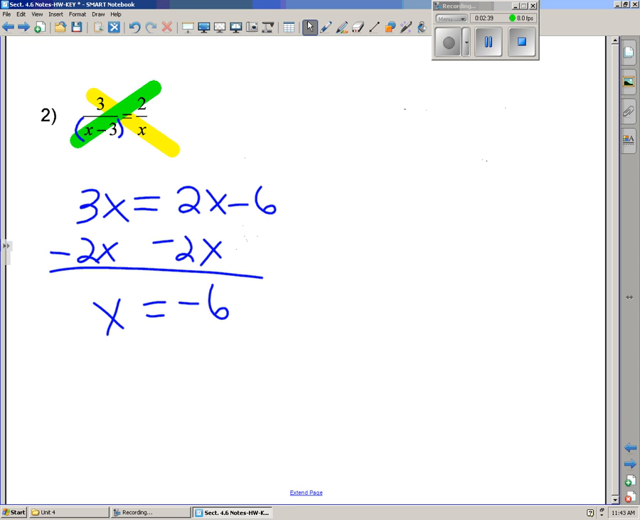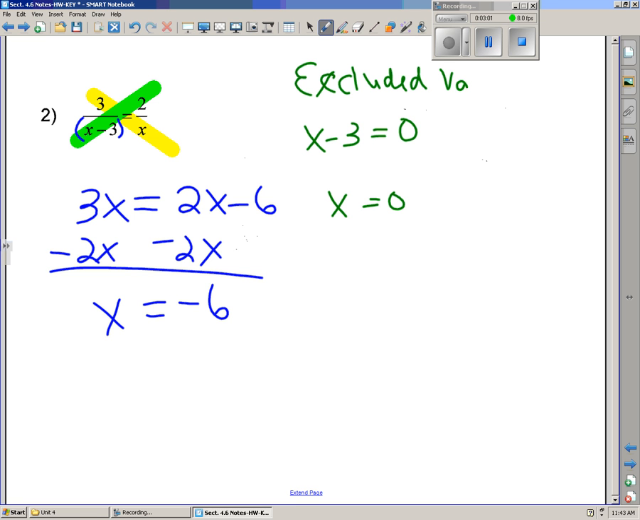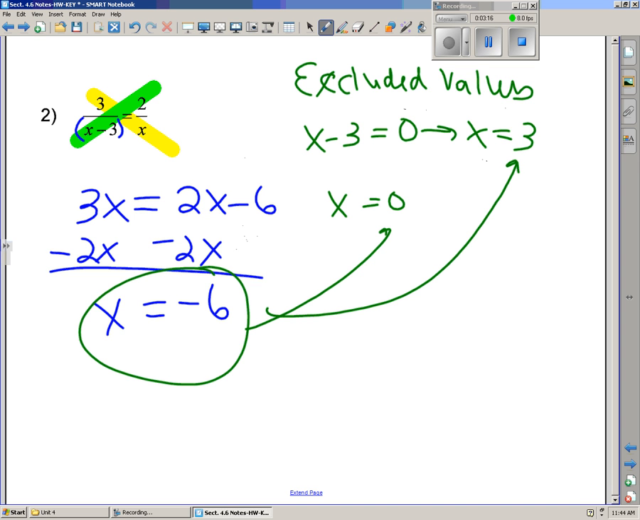Now you do have variables in the denominator. If I were to look at each denominator, the first being x minus 3 and the second being x, and I set both of those equal to 0, these would be considered my excluded values. This one ends up being x is equal to 3, and this one is just x is equal to 0. Notice that my solution is not either one of these excluded values. So the answer is perfect. You're good.